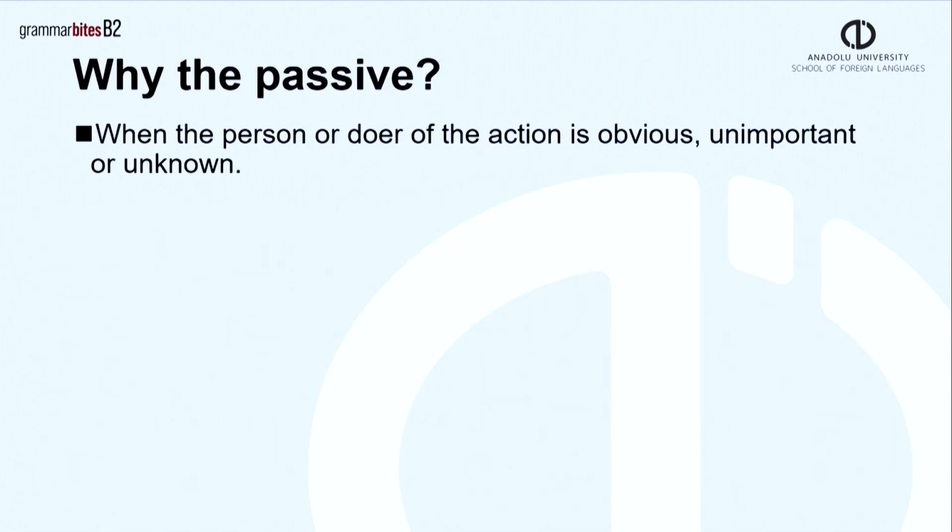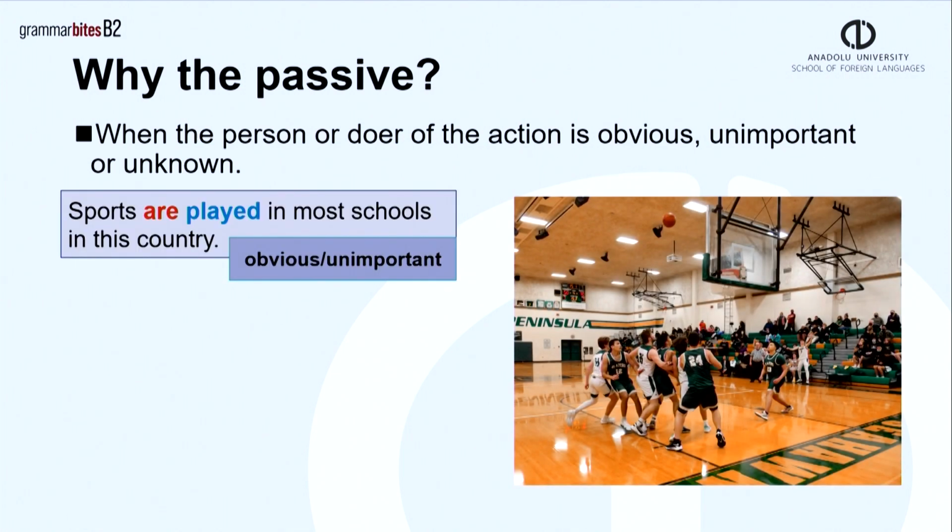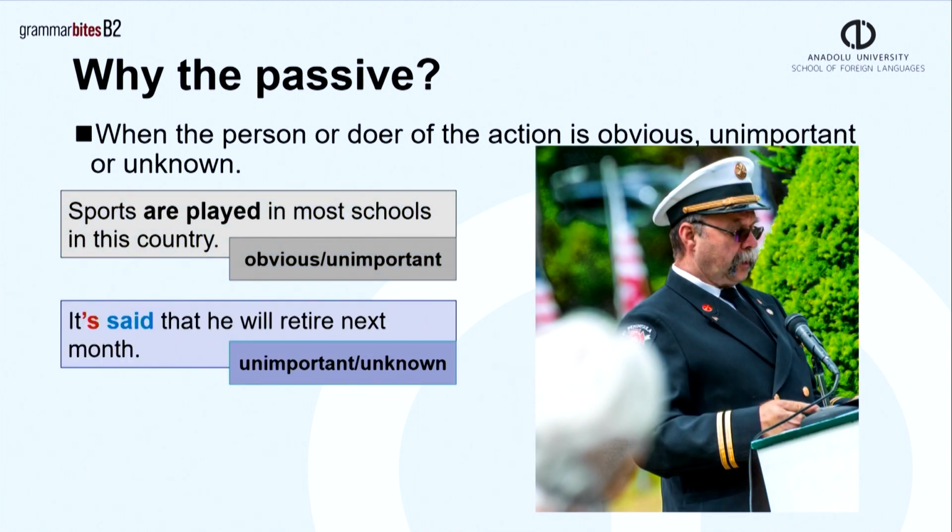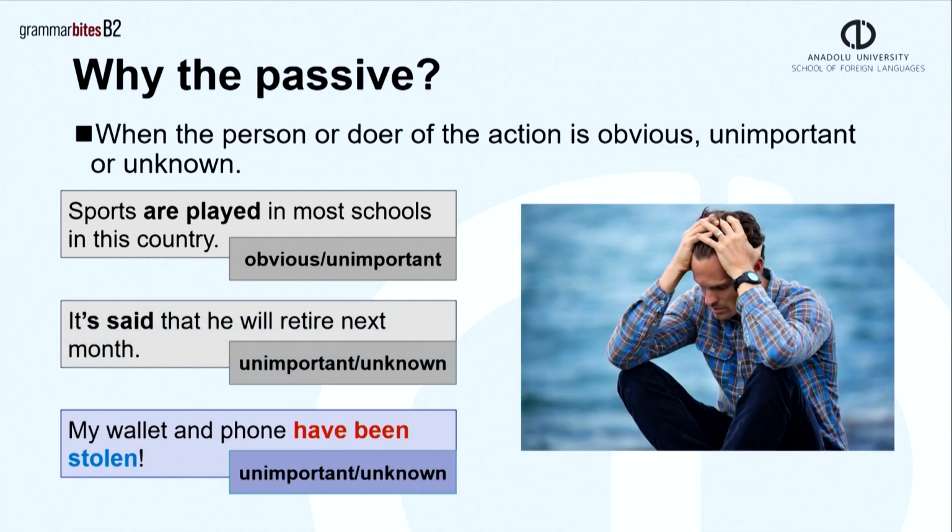So why do we use the passive? Well, for a number of reasons. Firstly, we often use it when the doer is either obvious, unimportant, or unknown. Sports are played in most schools in the country. It's obvious that children play the sports. It's said that he will retire next month. It is unimportant, or maybe unknown who said this. My wallet and phone have been stolen. We know it was a thief, but it may be unknown exactly who that thief was. Or maybe I don't care. The important thing is the action, not who did that action.